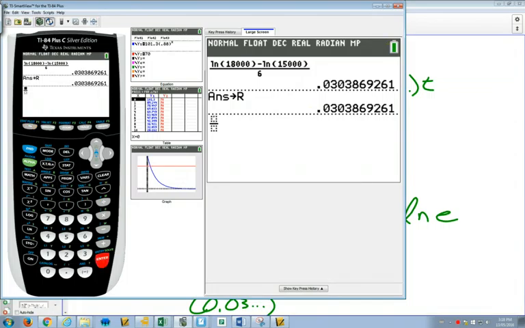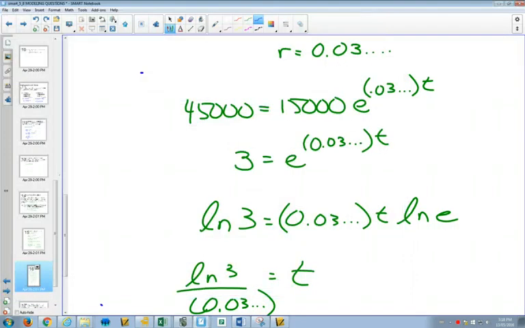So when I go to my calculator, I'm going to have the natural log of 3 divided by, and since I've saved it as r, I can just type in r, and all those decimal places get remembered. And so t is 36.1 years. So it'll take 36.1 years for this to triple.